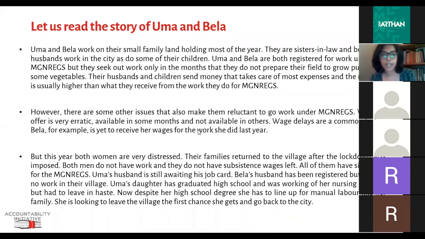Before we begin, let us read a story. This is taken mostly from real life examples, but we decided to give it to you in the form of a story just to illustrate our point better.